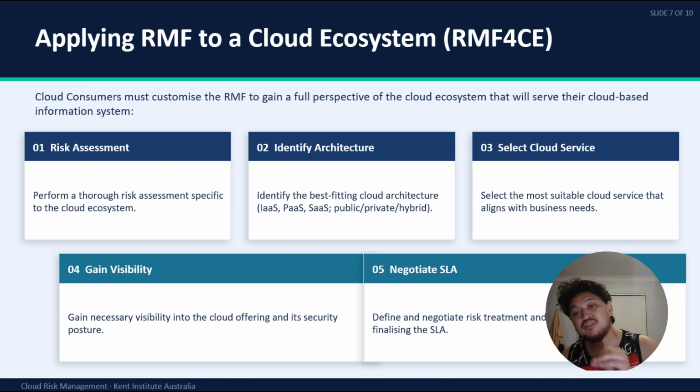2. Identify the best fitting cloud architecture, whether that is IaaS, PaaS, or SaaS. 3. Select the most suitable cloud service that aligns with their business needs and security requirements. 4. Gain the necessary visibility into the cloud offering. 5. Define and negotiate the risk treatment and control mitigation before finalizing the SLA.